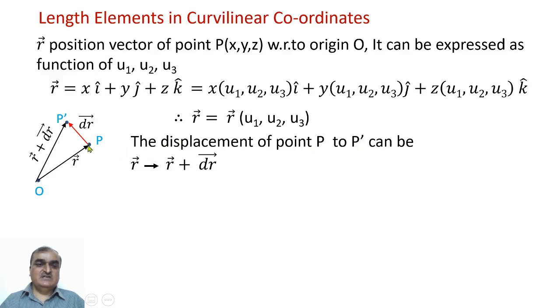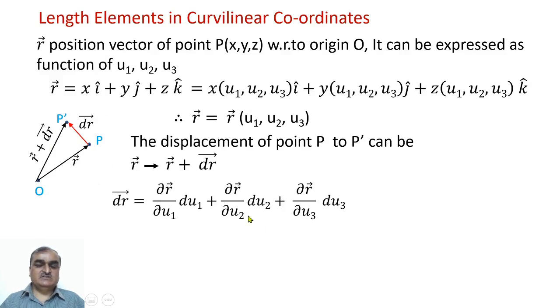If we change the position of point P from this position to this P dash by a small displacement dr, then this displacement vector is dr bar. The position vector for point P is r bar, and for point P dash the position vector is r bar plus dr bar. Then the small displacement dr bar is given by this expression: dr bar is equal to ∂r bar by ∂u1 into du1 plus ∂r bar by ∂u2 into du2 plus ∂r bar by ∂u3 into du3.